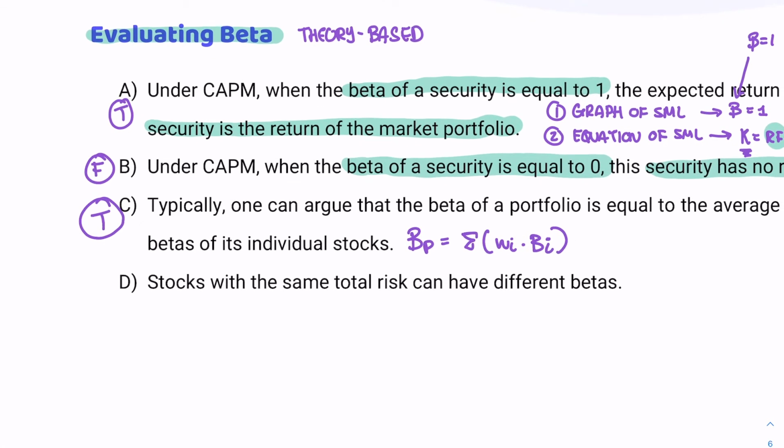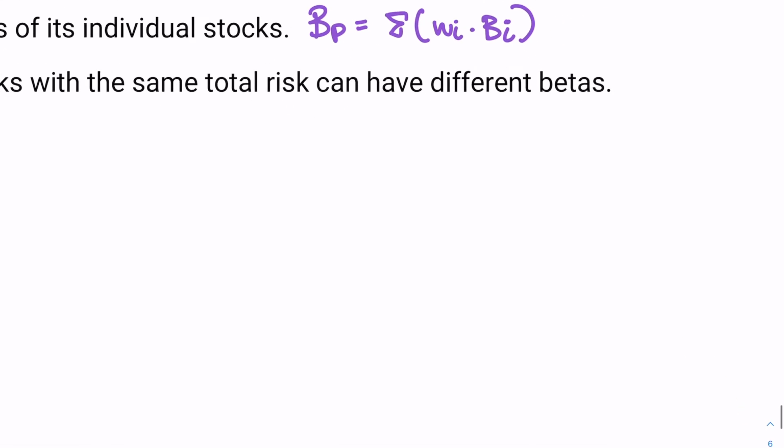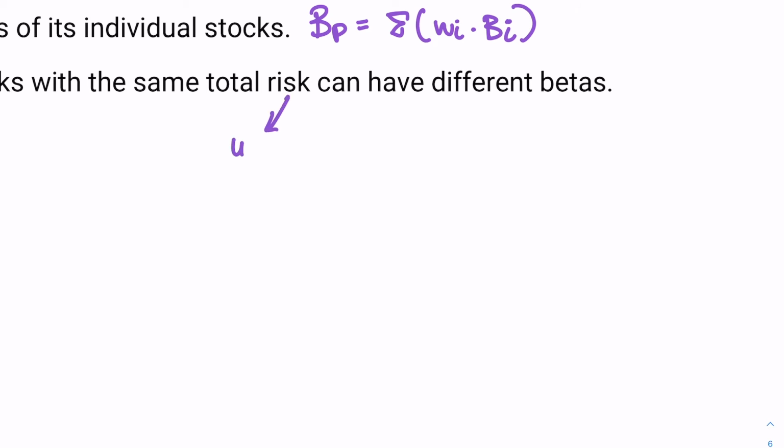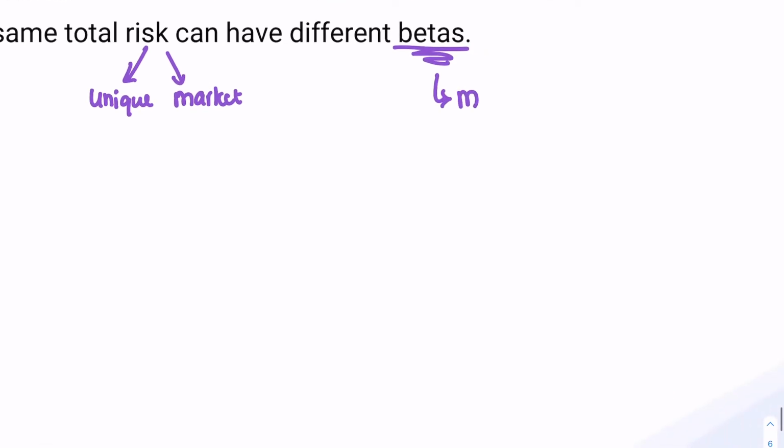And then we have D, in which it says that stocks with the same total risk can have different betas, and that's totally true. Stocks could have the same total risk, but different betas. And betas, essentially, as I said, aren't the same thing as risk, because risk includes unique and market risk. Whereas beta only deals with market risk.